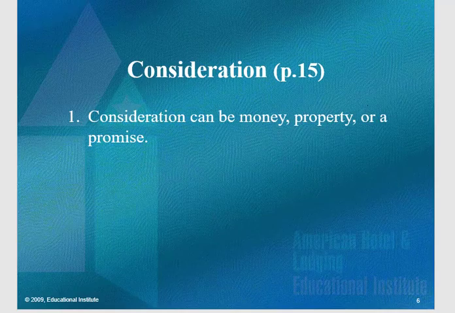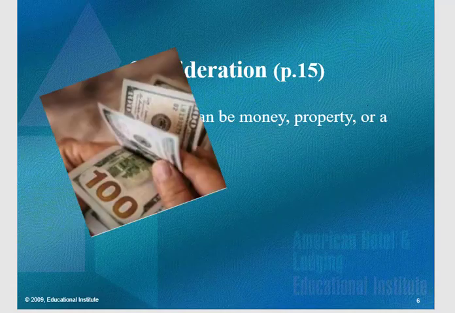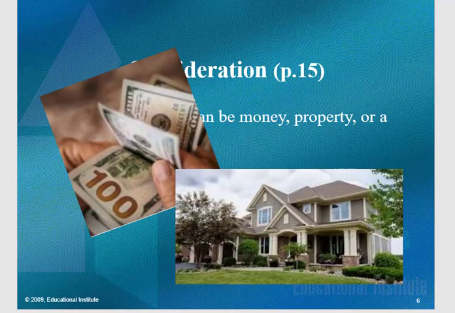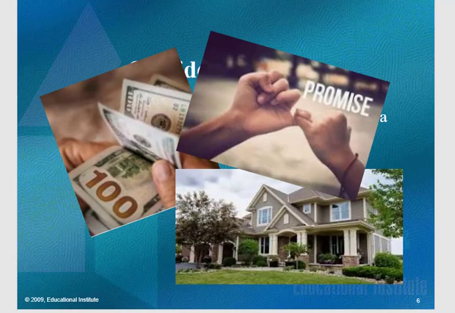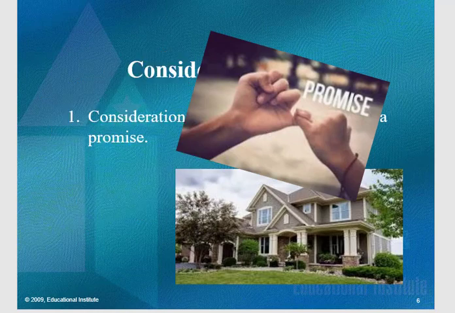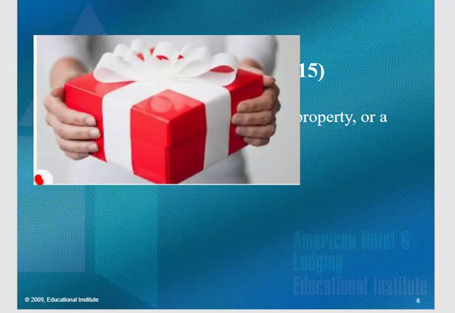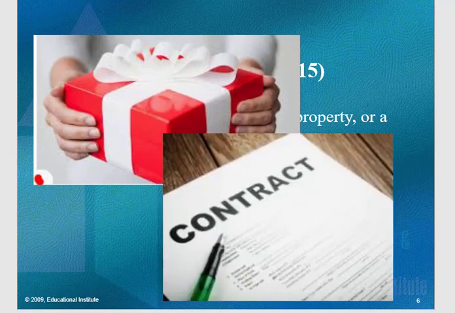Next element we'll talk about is consideration. Consideration is a benefit to the promisor or a detriment to the promisee. It's something of value, and the value is defined by the parties, not by the courts or anybody else. So it can be money, which we all agree has a certain value. It can be property, or it can be a promise to do or not to do something. Now, the reason it's important to have consideration is consideration is the difference between something being a gift and something being a contract. Here's what I mean.